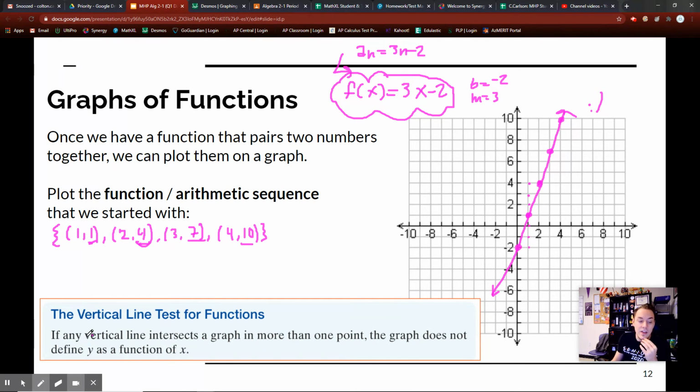It says if any vertical line intersects a graph in more than one point, the graph does not define y as a function. So if I do a vertical line all the way through the graph, and it hits 2 points of that function, it is not a function. So let's test it out. What does that mean? I usually tell students to put your pencil or pen right here and just trail along.